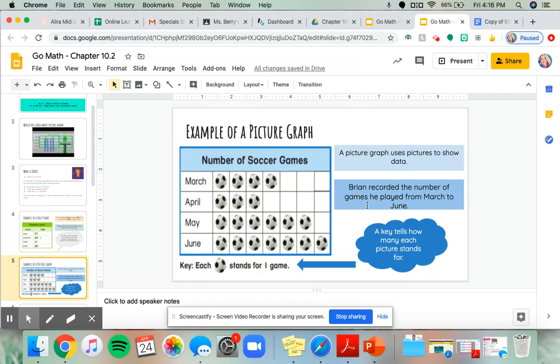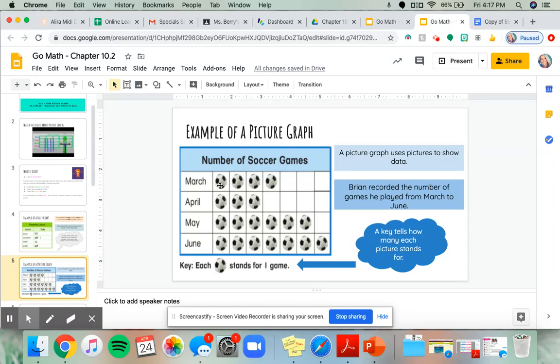Brian recorded the number of games he played from March to June. So we can see that. He did March, April, May, and June. But first, when we see a picture graph, we have to look at the key. Each soccer ball stands for one game.